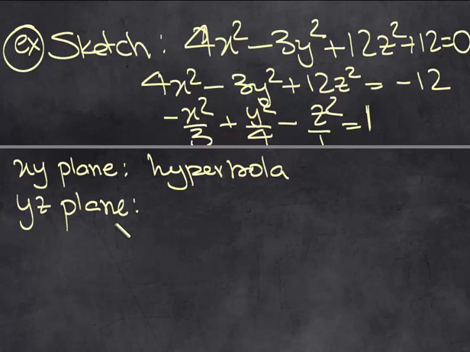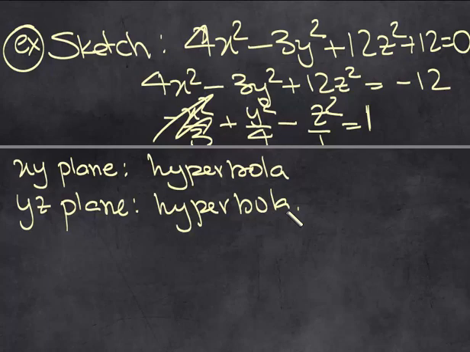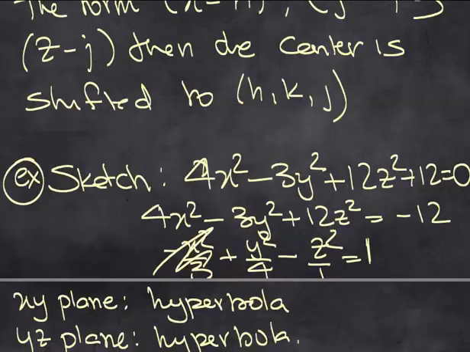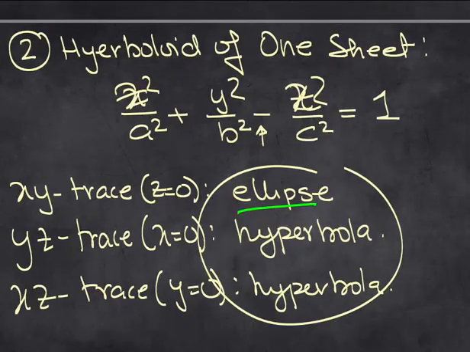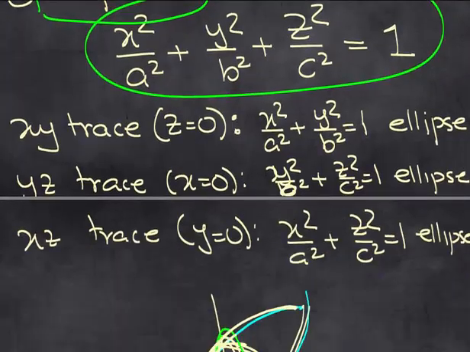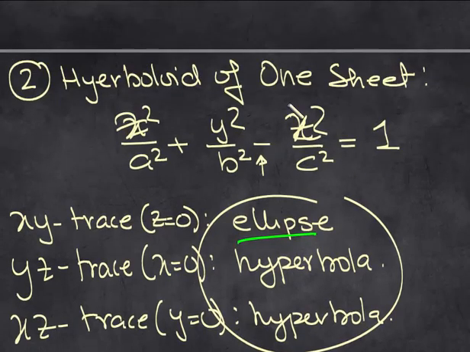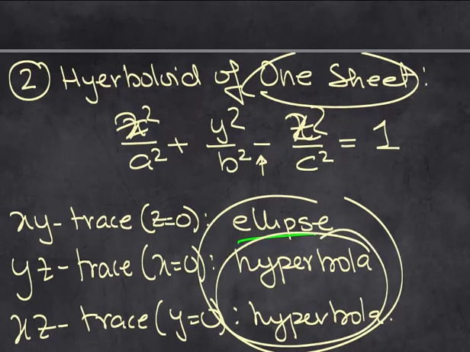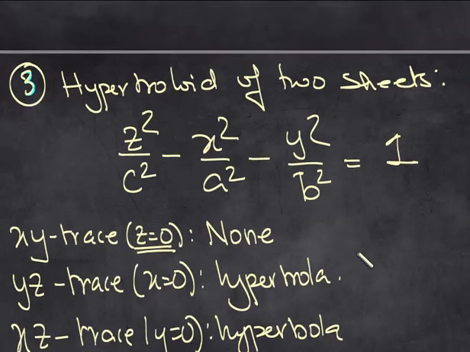So what does that look like? In the YZ plane, what does your trace look like? This term will vanish, right? So what does that look like? So we have two hyperbolas. Okay. If you recall, when we did this one, we had ellipse, then we had a hyperboloid of one sheet, which had two hyperbolas, and then we had hyperboloid of two sheets, we also had two hyperbolas, right? Okay, so it's going to be one of those.